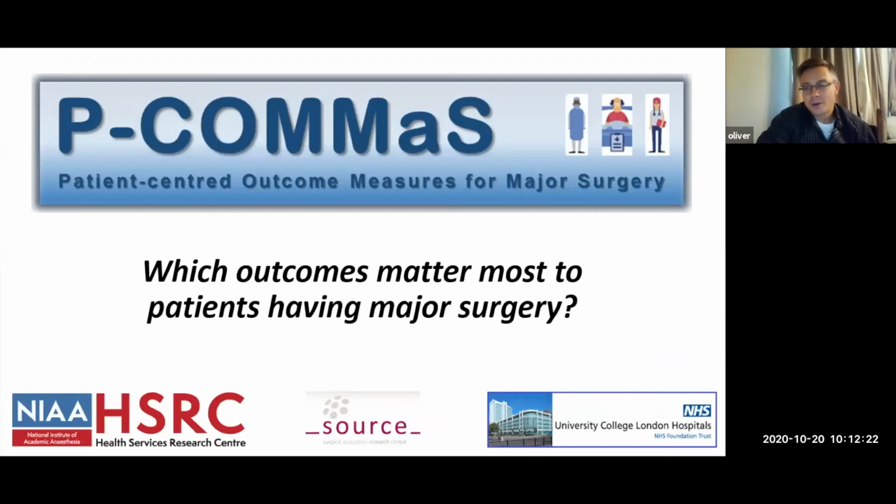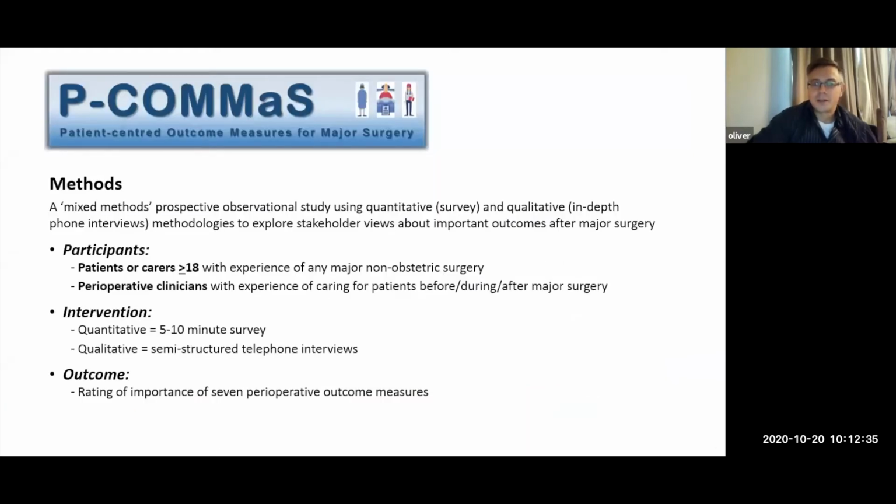And the question we were asking in this study was, which outcomes matter most to patients having major surgery? So it's a pretty simple question, but one which, obviously, we don't have a short and simple answer to.